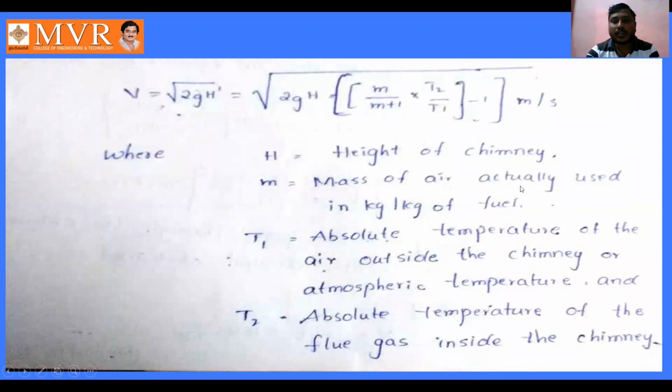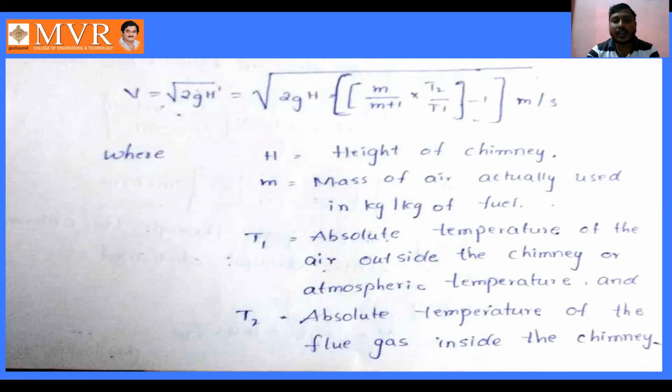And m is equal to mass of air actually used in kg per kg of fuel. And T1 is the absolute temperature of the air outside the chimney, or atmospheric temperature. And T2 is equal to absolute temperature of the flue gas inside the chimney.